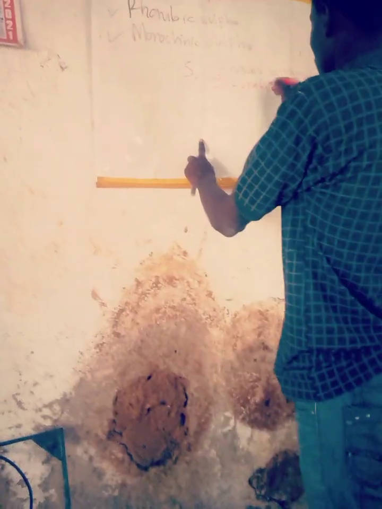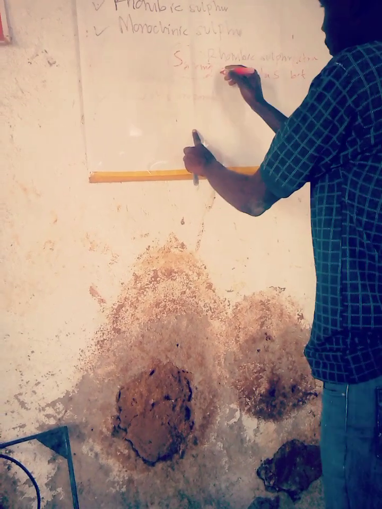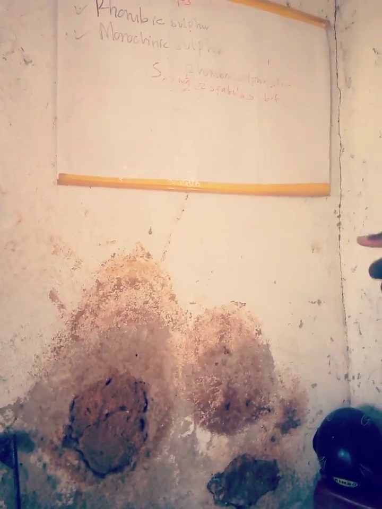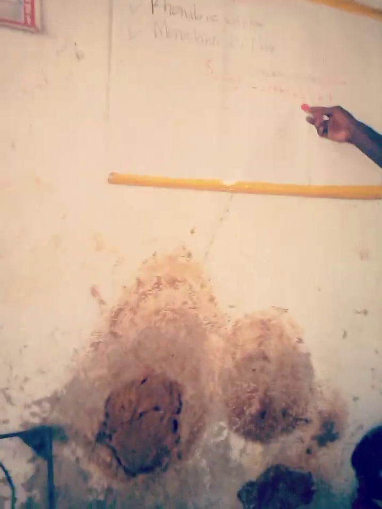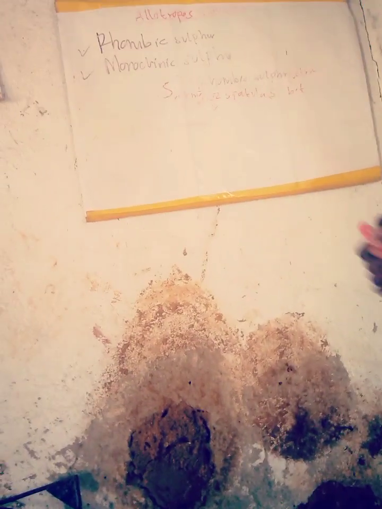Place 2 spatula of powdered sulfur in a boiling tube. This is the first step. The first step is to place 2 spatula of powdered sulfur in a boiling tube.